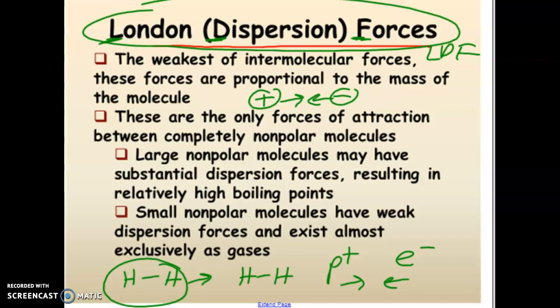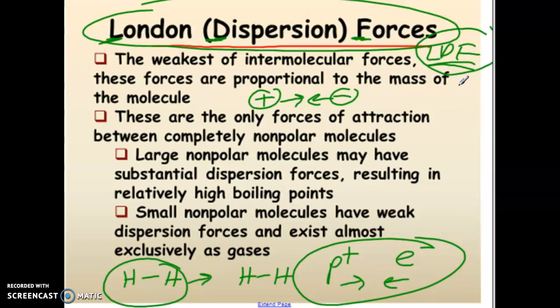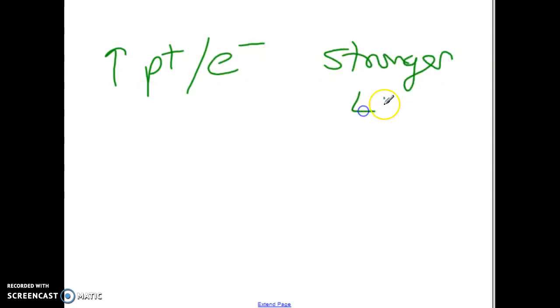So every single molecule has this, because every single molecule has protons and electrons. So if you have a molecule, it does not matter if it's polar or non-polar, you're always going to have LDF as an intermolecular force. Okay? What can cause a difference in this type of force is the size of the molecule. The more protons and electrons that a molecule has, the stronger the LDF will be.